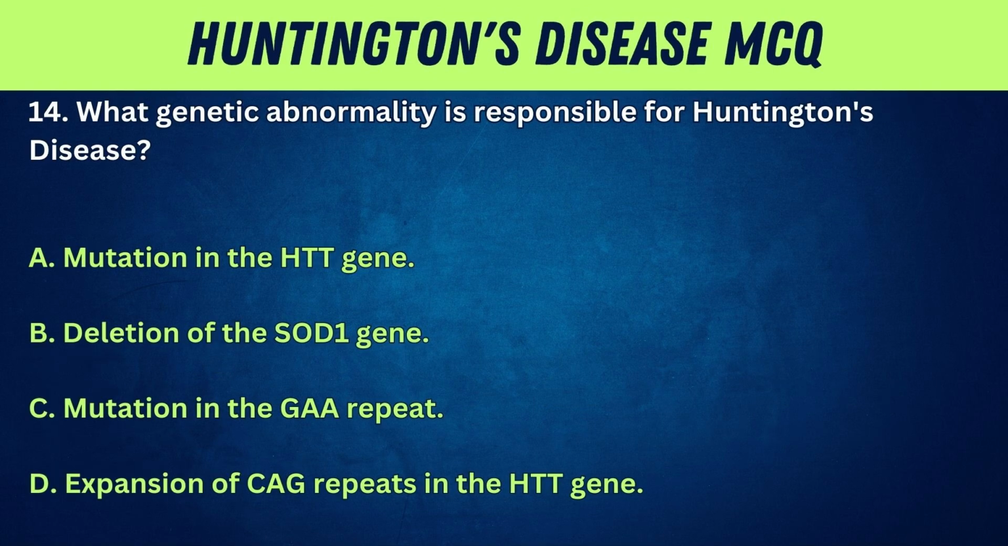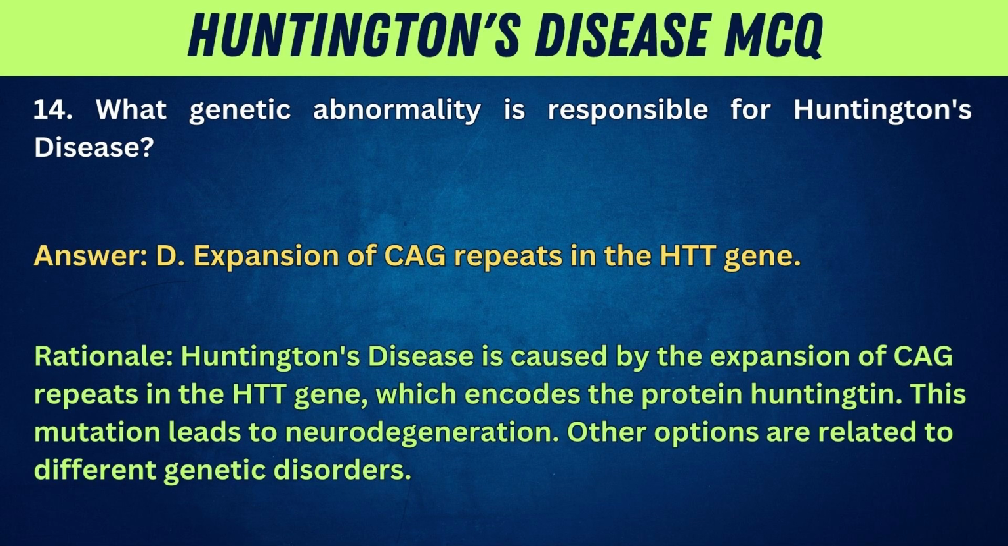14. What genetic abnormality is responsible for Huntington's disease? A. Mutation in the HTT gene. B. Deletion of the SOD1 gene. C. Mutation in the GAA repeat. D. Expansion of CAG repeats in the HTT gene. Answer: D. Expansion of CAG repeats in the HTT gene.